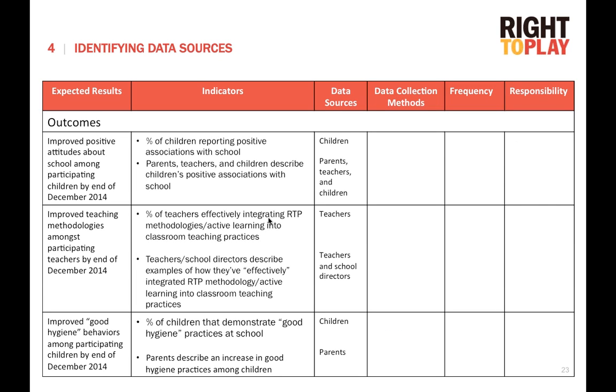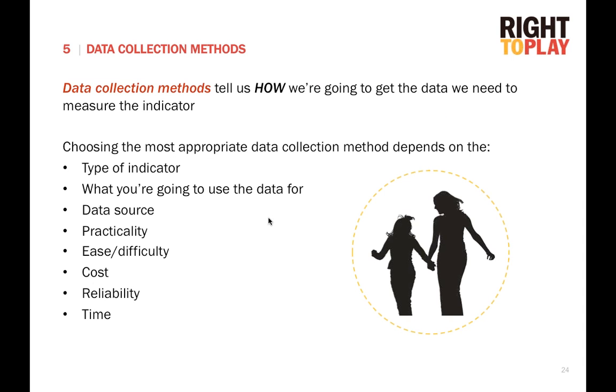So we've plugged this into our larger PMF, and now we're going to talk about data collection methods. The data collection methods tell us how we're going to get the data that we need in order to measure the indicator. For the global toolkit, most of this has already been identified, but it's important that we know how to identify data collection methods because you may end up using methods that are not actually in the theory of change or in the toolkit if certain aspects of your program are unique.